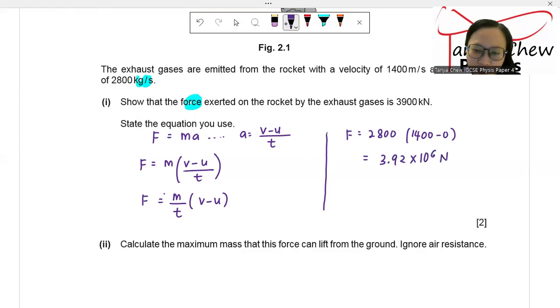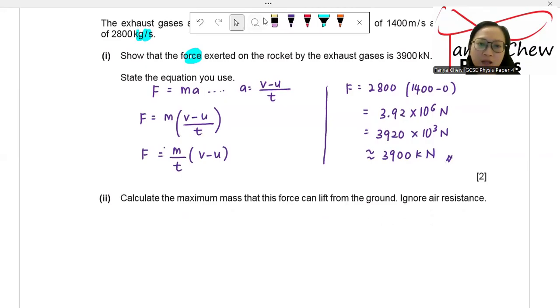Make some modification. So it is 3,920 times 10 to the power of 3 Newton, or you can round it off to 3,900. 10 to the power 3 is one of the prefixes, which is called kilo. So kilonewton. So we are done with this one.